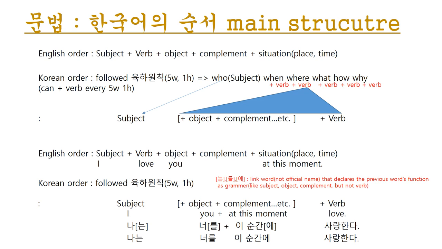In Korean, I will tell you this. 나는 너를 이 순간에 사랑한다. I now marked 는, 를, 에, and I define these words as non-official name of link word. Link word declares the previous word's function as grammar clearly, like 는 declares 나 as subject word, 를 declares 너 as object word, but not applied to verb.